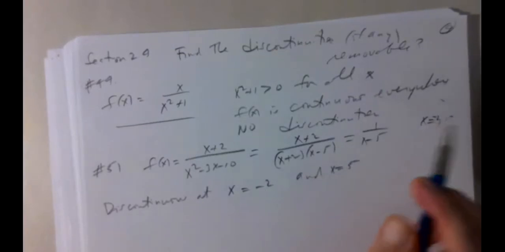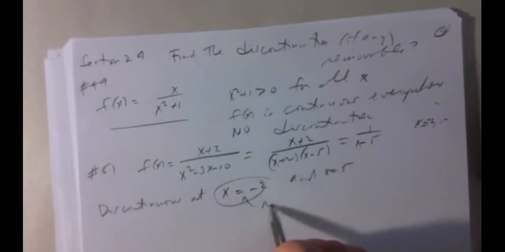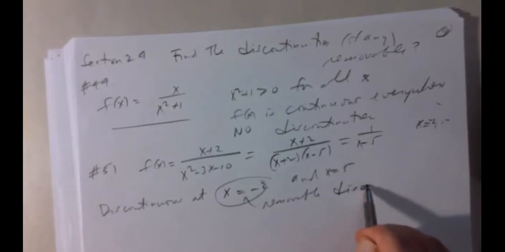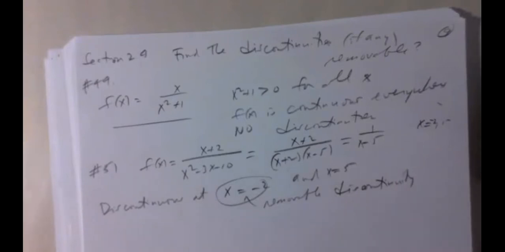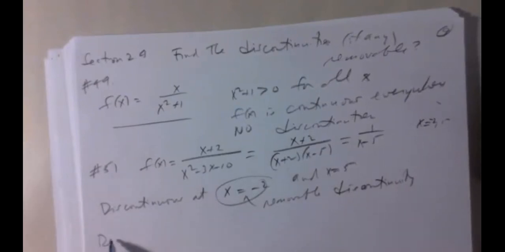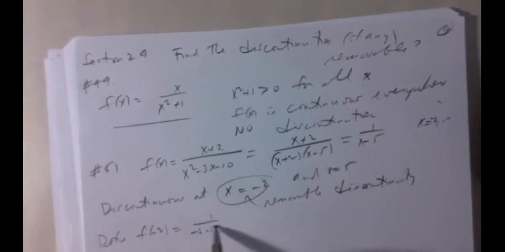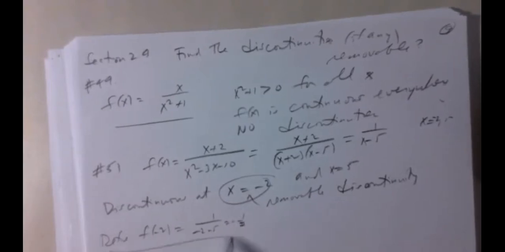Should be x equal negative 2. But at x equal negative 2, we have a removable discontinuity. If we define f of negative 2 to be equal to 1 over minus 2 minus 5, or minus 1 over 7, we remove the discontinuity.